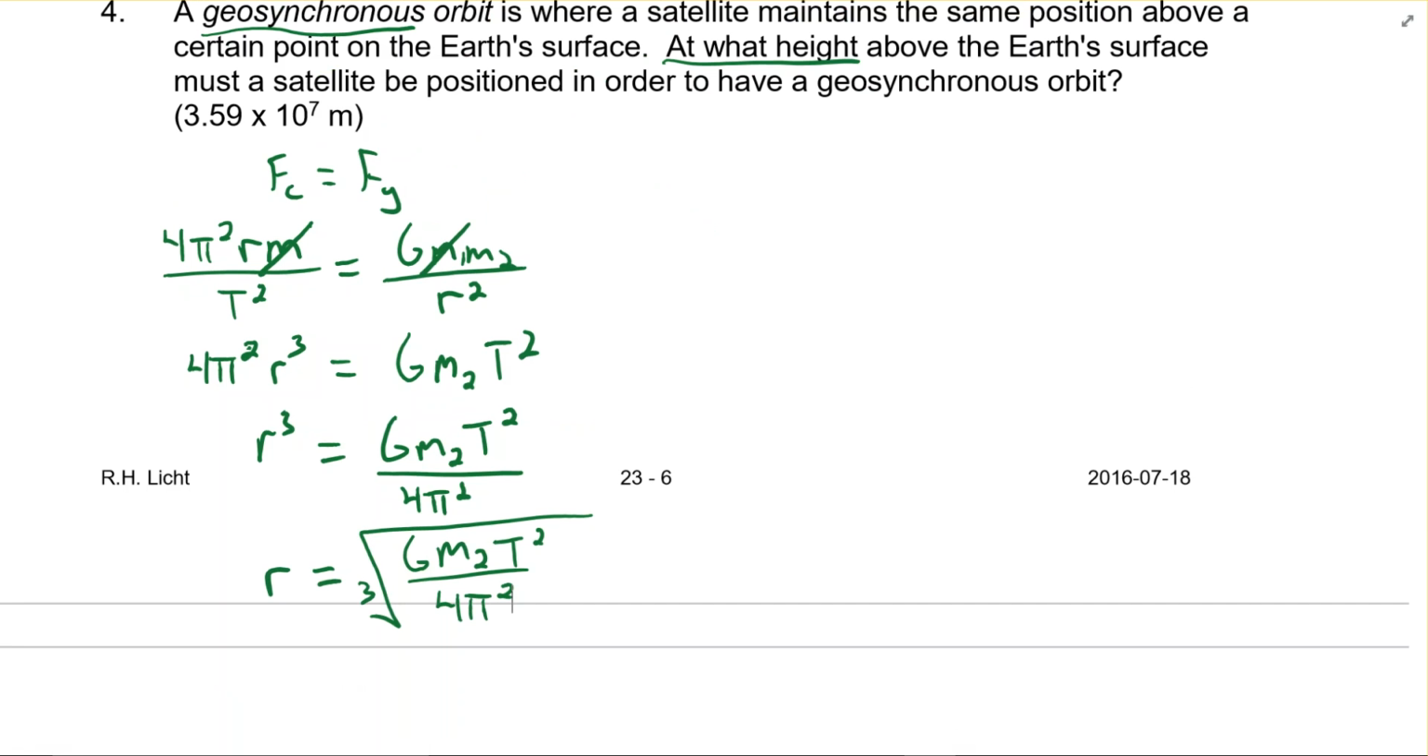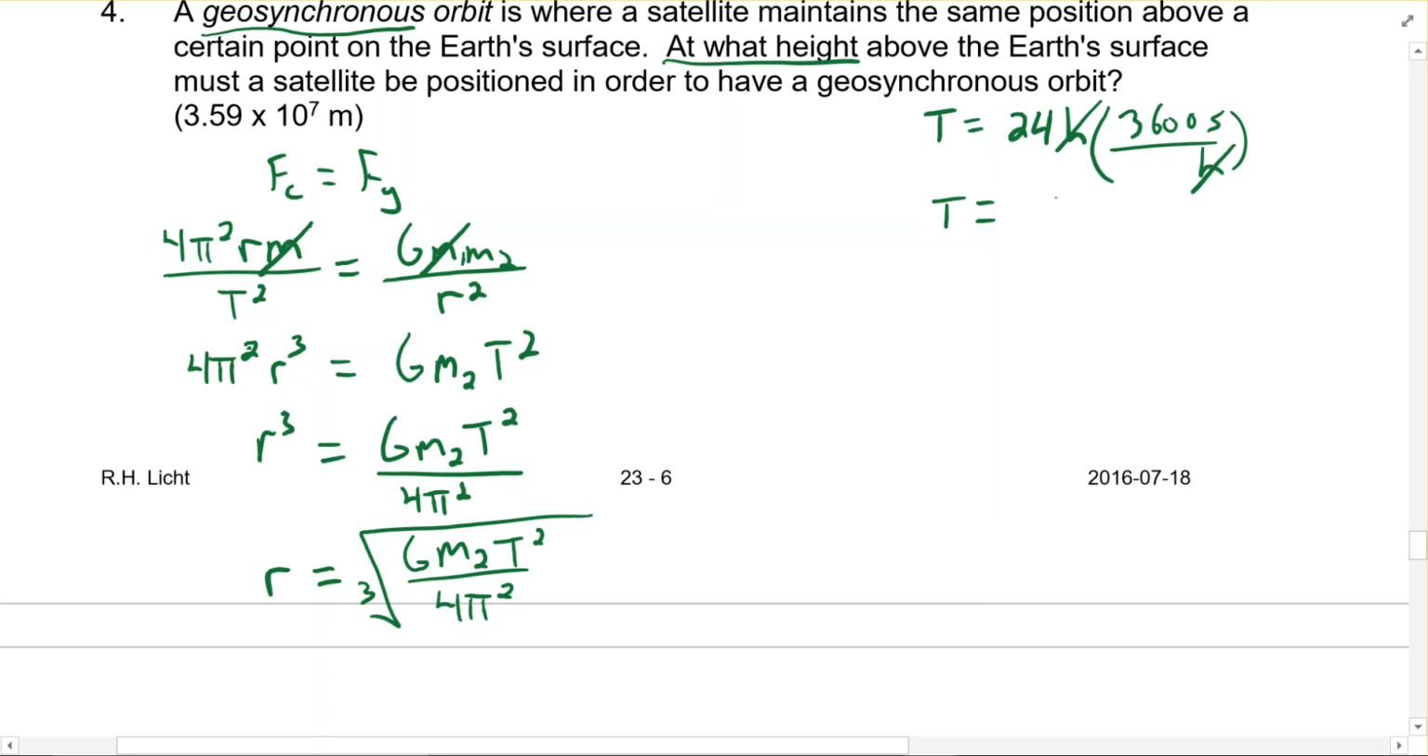But now our T, our period, remember I said that our period for this is going to be 24 hours. Well, again, I need that in seconds. So what I'm going to do is multiply this by 3,600 seconds in 1 hour. So hours cancel with hours. So time in seconds is going to be 86,400 seconds. Okay, now we just got to put our numbers in. So we'll bring this up here.